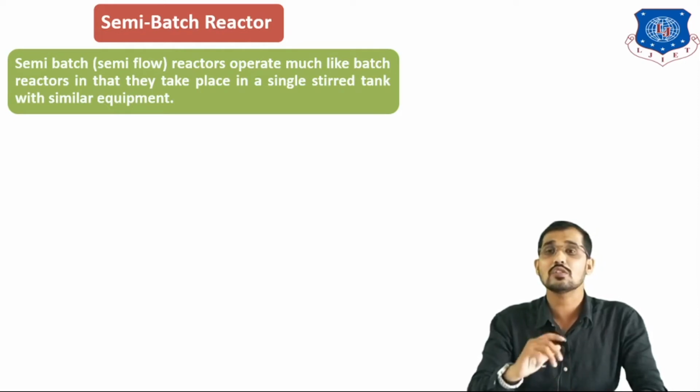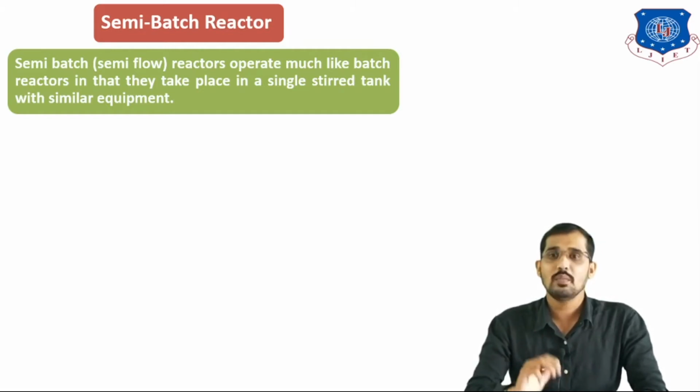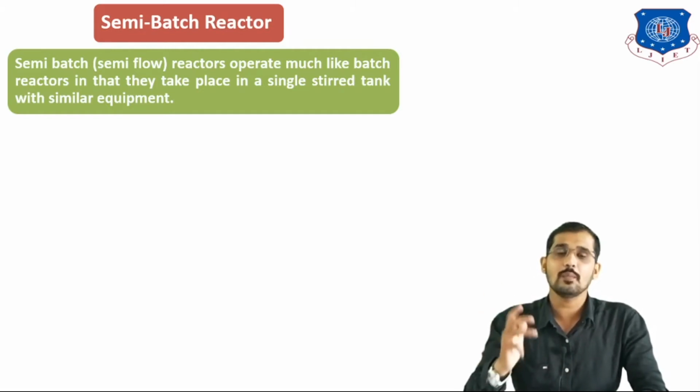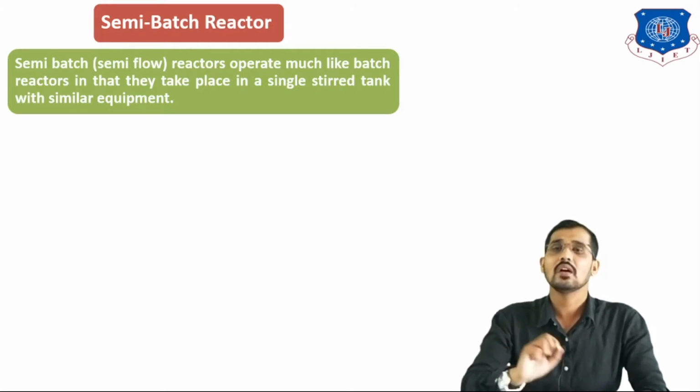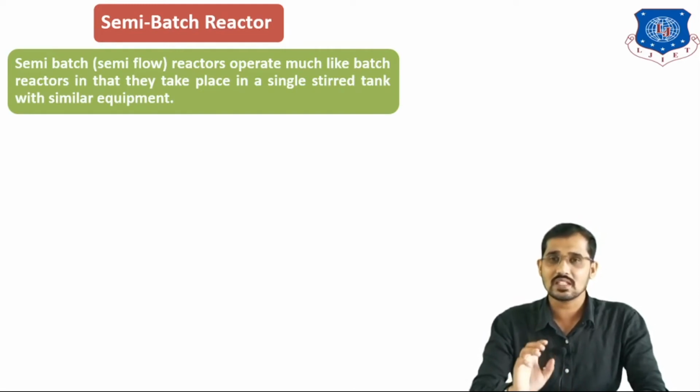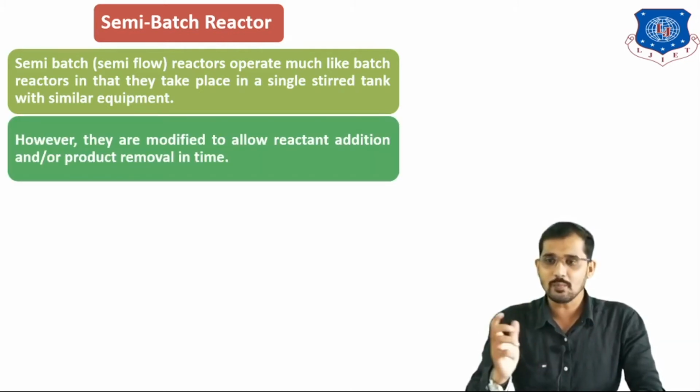After that, there is also a jacket, through which we provide external heating or external cooling. According to our requirement, we can provide external heating or cooling to this reactor system by using a cooling jacket or heating jacket. So I can say the construction for the semi-batch reactor is the same as the batch reactor. So this is the second point.